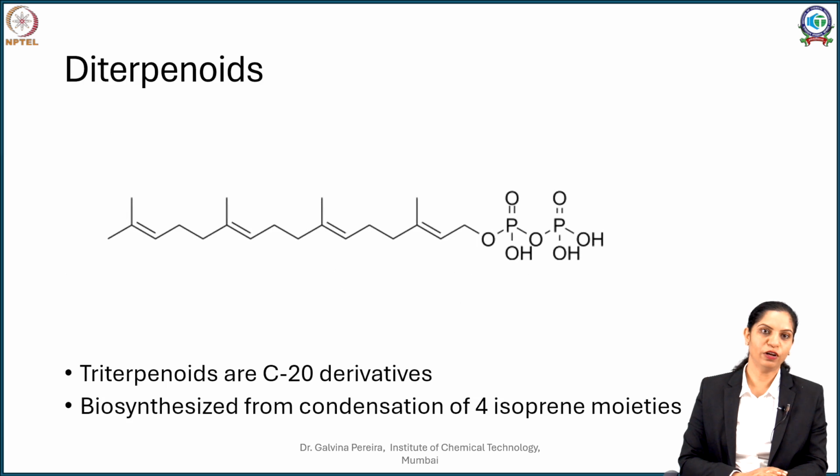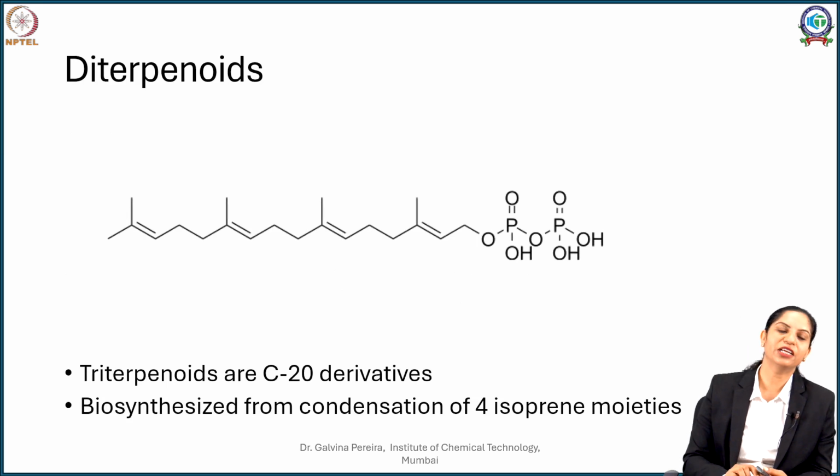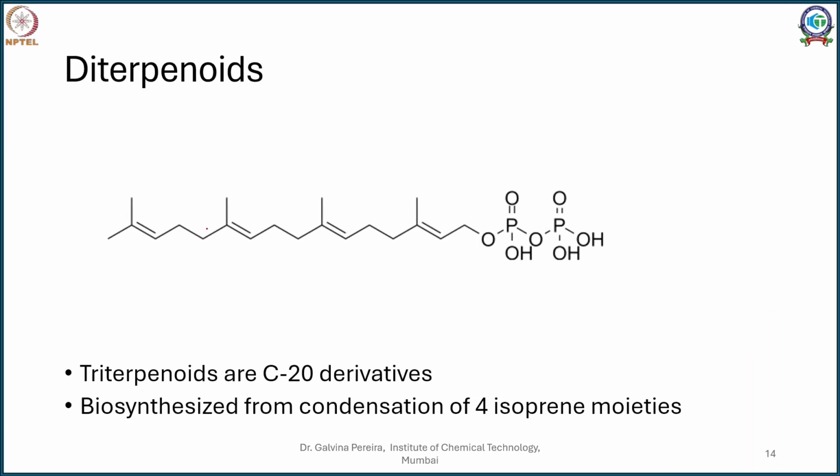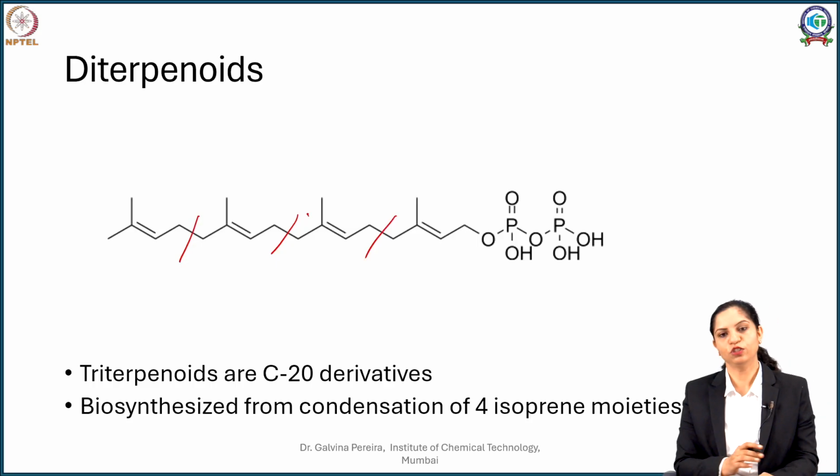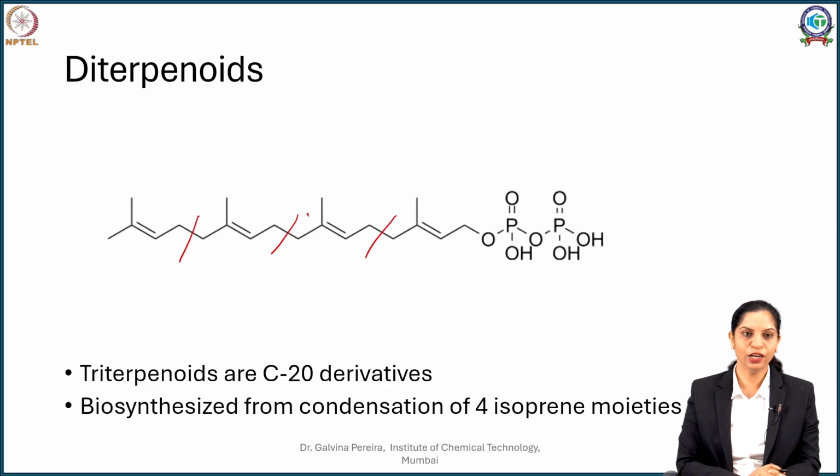Going on to the next set of compounds, which are diterpenes. These contain C20, that means they contain 4 isoprene units. So these 4 isoprene units will join head to tail to form what are called diterpenes. They might again, depending upon their enzyme, cyclize and give rise to various compounds.